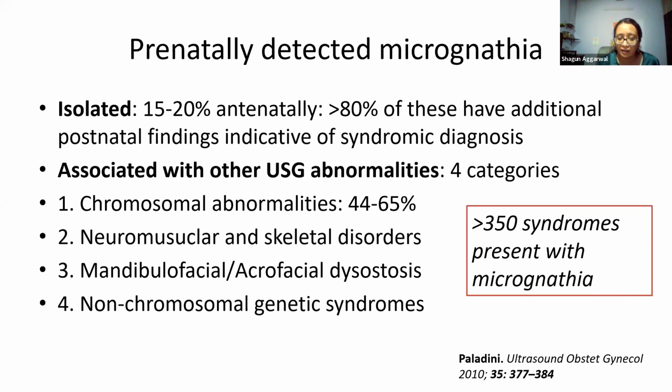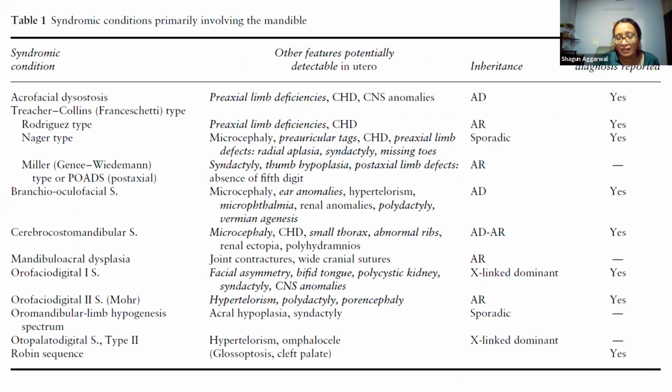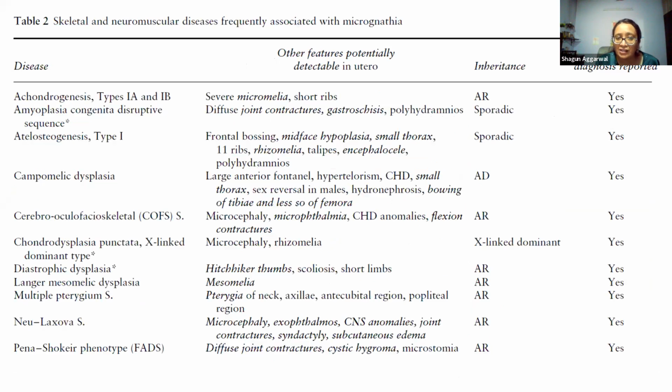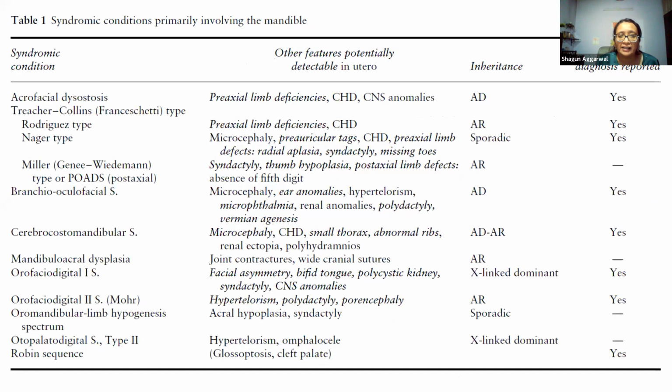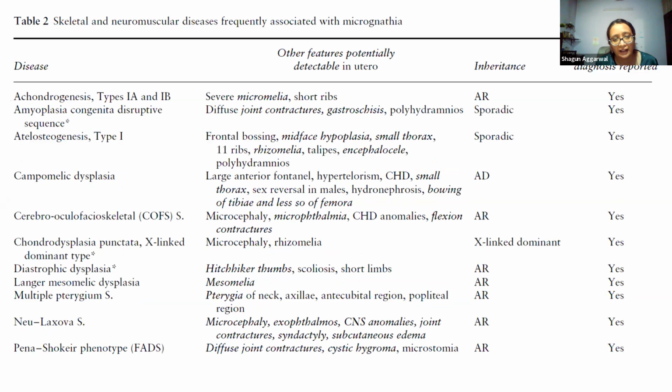It's a wonderful review by Dr. Palladini, where he has listed out, under all those four categories, what the conditions are and what findings you can look for during the scan. So these are potentially detectable in utero findings. Next slide: various syndromes and musculoskeletal conditions presenting with micrognathia. What are the additional findings you should look for?